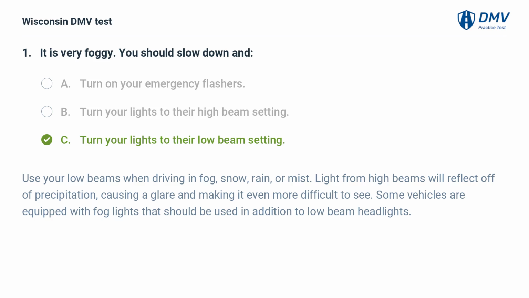C. Turn your lights to their low beam setting. Use your low beams when driving in fog, snow, rain, or mist. Light from high beams will reflect off of precipitation, causing a glare and making it even more difficult to see. Some vehicles are equipped with fog lights that should be used in addition to low beam headlights.